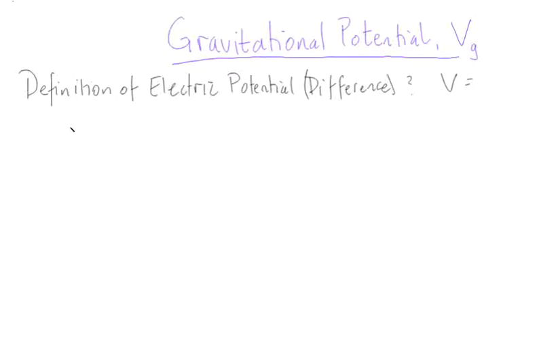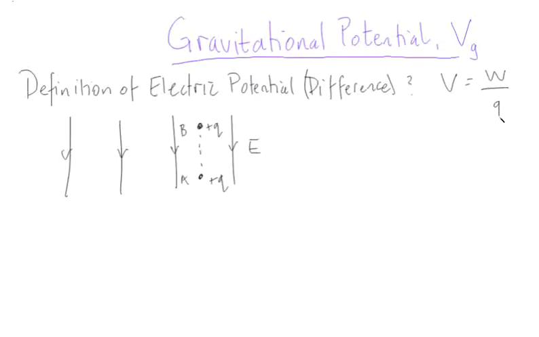If I had an electric field and had a charge Q, and I wanted to move it from a point A to a point B, electric potential was the work done in moving that charge across the field per unit charge. Right? So can anyone take a guess at what the definition of gravitational potential is going to be like?